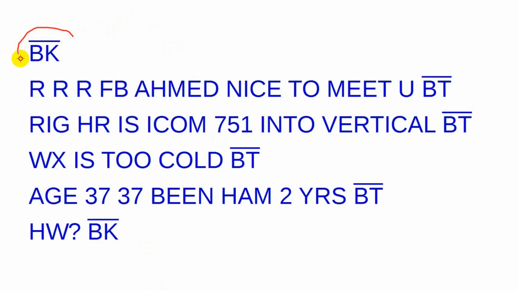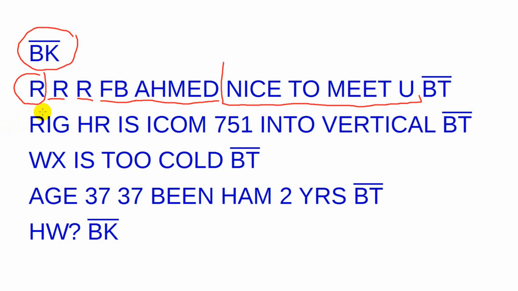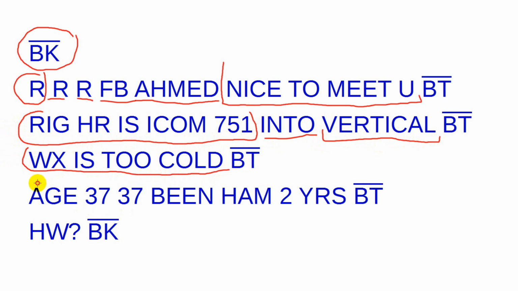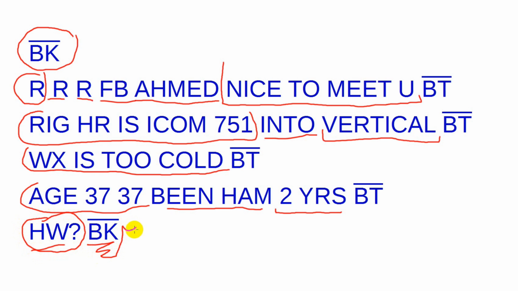Nancy acknowledges Ahmed's break with one of her own. She sends R to indicate she copied everything, again fine business, and acknowledges Ahmed's name. She says, nice to meet you, then proceeds to tell Ahmed about her station. Rig here is ICOM 751 into, meaning transmitting into, a vertical antenna. She says her weather is too cold. Her age is 37, usually sent twice, and she's been an amateur radio operator for 2 years. She abbreviates the how do you copy into a single word with a question mark, a practice that's common. She then indicates a break.